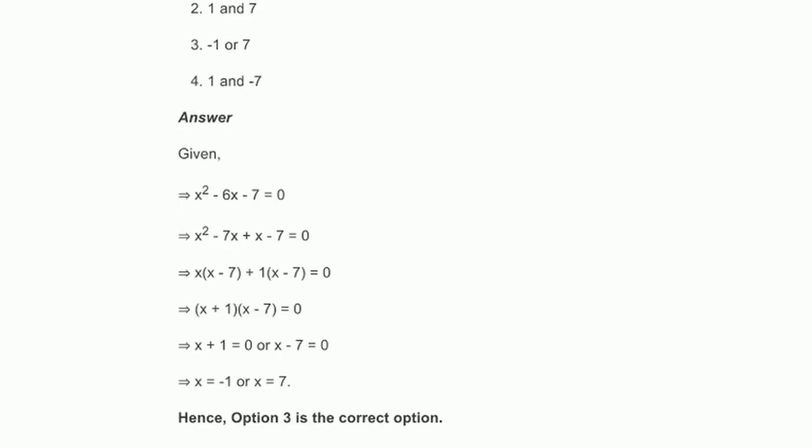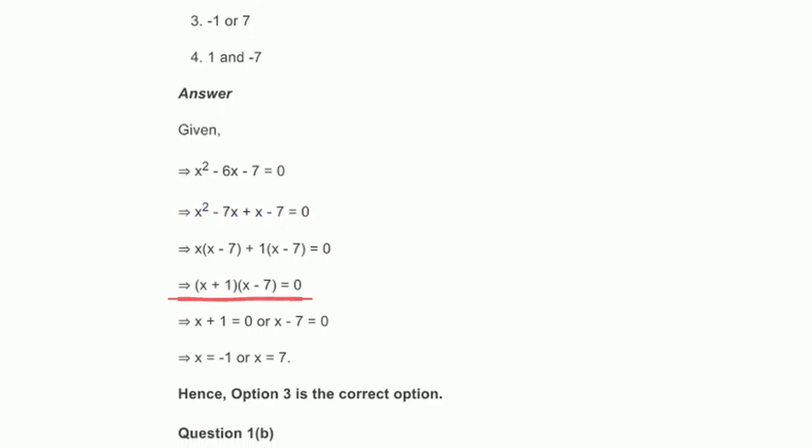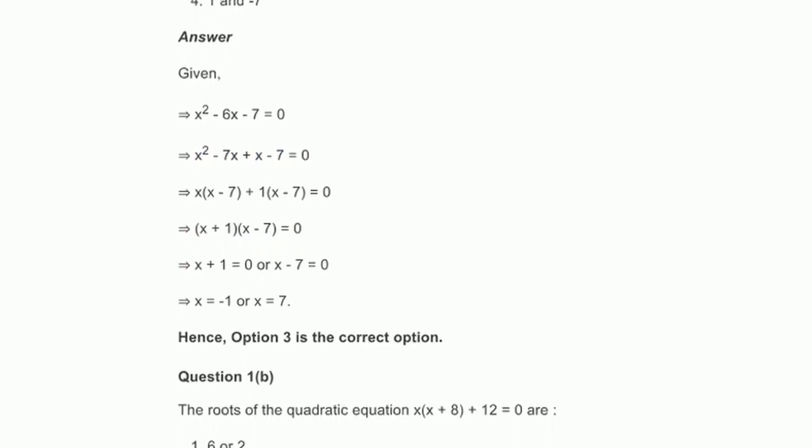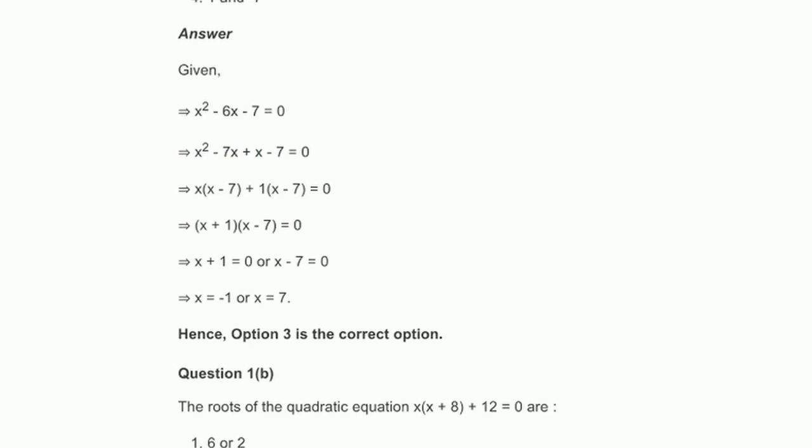To solve a baseline problem, we start by splitting the middle term. Here, the negative 6x is broken down into negative 7x plus 1x. This grouping creates two factors, x plus 1 and x minus 7. Using the zero product rule, we know that at least one of these factors must equal 0, giving us our final roots of negative 1 or 7.